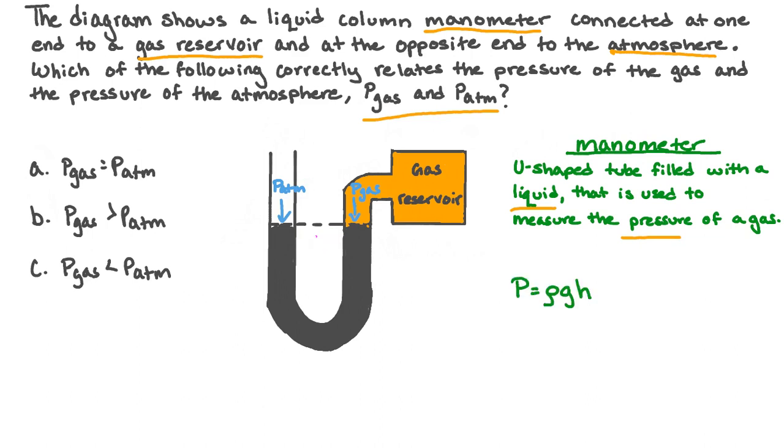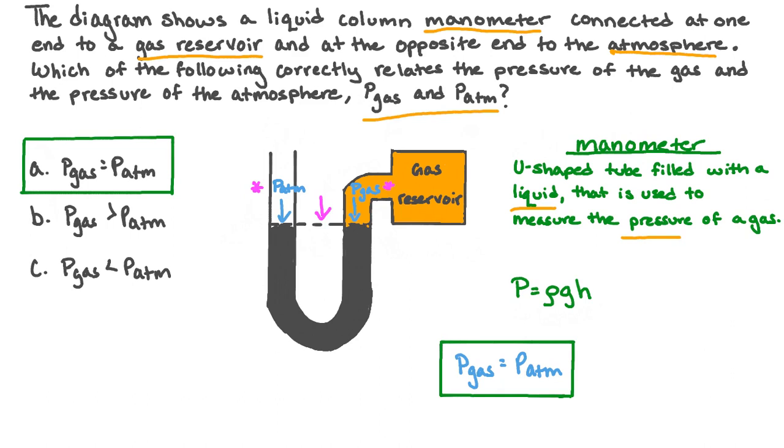We need to recall that the pressure of a fluid P is equal to the density of the fluid ρ times the acceleration due to gravity g times the height of the fluid h. If we want to compare the two pressures, we need to analyze the height that the liquid goes to on either end of the tube. Because the liquid rises to the same height on either end of the tube, this implies that both ends of the tube apply the same amount of pressure. Or put another way, the pressure that the gas applies on the liquid is going to be equal to the pressure that the atmosphere applies on the liquid. Therefore, we can say answer choice A is correct. The pressure of the gas from the gas reservoir is equal to the pressure from the atmosphere.